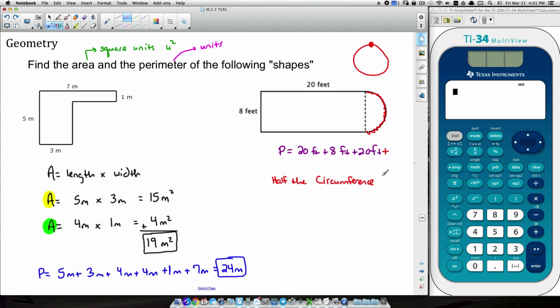Now, this is a formula. So you've got two formulas for circumference. I have a video on my channel as well that covers a lot about circles, where I discuss formulas and where the formulas come from. So I encourage you to check those out.